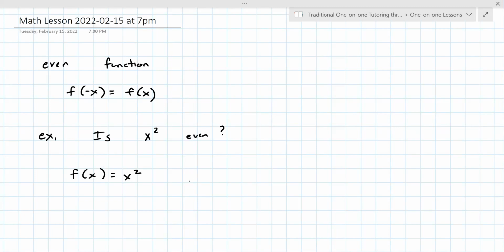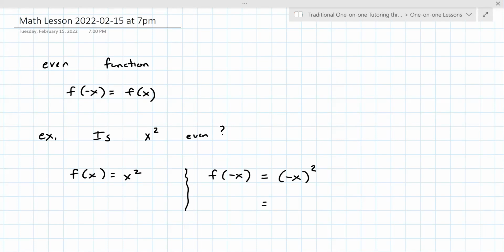That's our starting point. And what you do is you kind of come off to the side and you say, okay, well, what is f of minus x? And what that means is wherever you see an x in the original, you replace it with minus x. And I mentioned this last time, when you substitute in, it's good to use parentheses. Okay, so what does this reduce to?